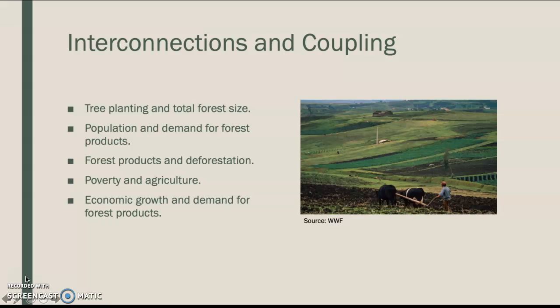So examples are 1. Tree planting and forest size. As more trees are planted, the larger the forest will grow. 2. Population and demand for forest products. More people means more resources are needed to support the population. 3. Forest products and deforestation. The need for more forest products can be connected to increased rates of deforestation. 4. Poverty and agriculture. Another leading cause of deforestation in the Amazon is agriculture in poor communities. Many people's livelihoods rely on the goods they can produce. And lastly, number 5, economic growth and demand for forest products. As a country's economy grows, so does the demand for more resources, which will all be explained a bit more when looking at the model.